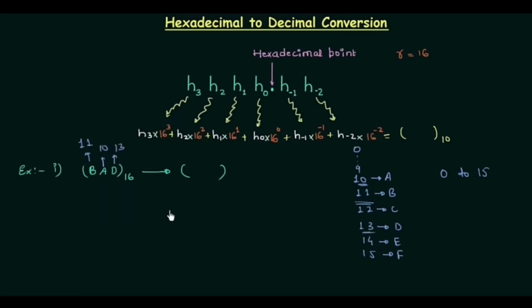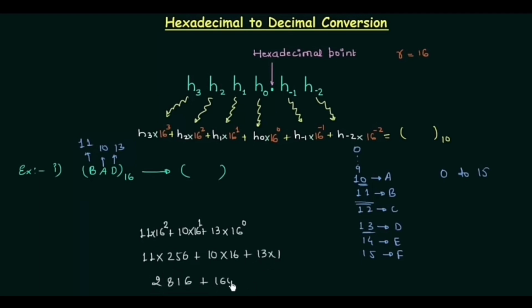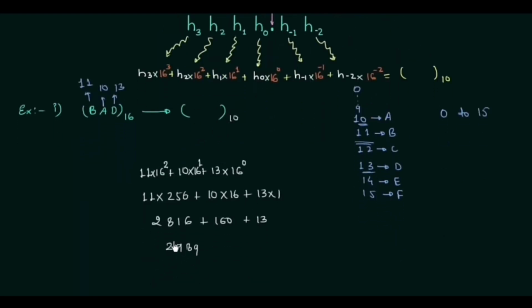We will follow the same procedure. I will multiply 13 by 16 raised to power 0, 10 by 16 raised to power 1, and 11, because B is 11, by 16 raised to power 2. Very simple. 16 raised to power 2 is 256. 10 multiplied by 16 and 13 multiplied by 1. 11 multiplied by 256 is 2816. Then we have 160 plus 13. If you add this, the answer will be 2989. So this is the decimal equivalent.